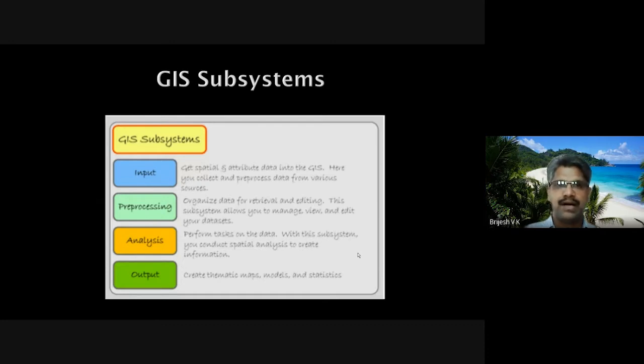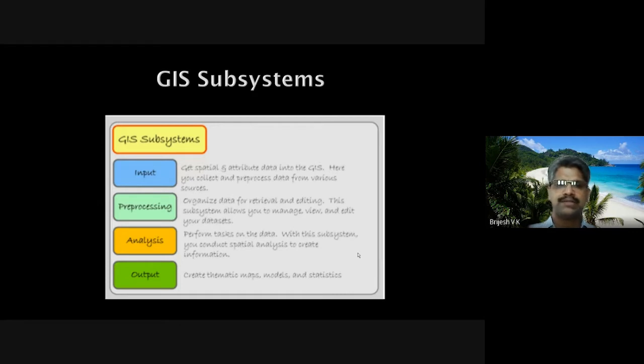So the hardware, software, data, people, network, and procedural system are what we call the components of the GIS. They should be capable of fulfilling these functions. That is, an input function must be there, a pre-processing function should be there, analyzing should be there, and output should be there. Okay, by the input function, we mean that the system should be capable of getting spatial and attribute data into GIS. Here you collect and pre-process data from various sources. It is not only about scanning a map or typing some data set as attribute data. It is about all the input methods that we will be utilizing in GIS functions.